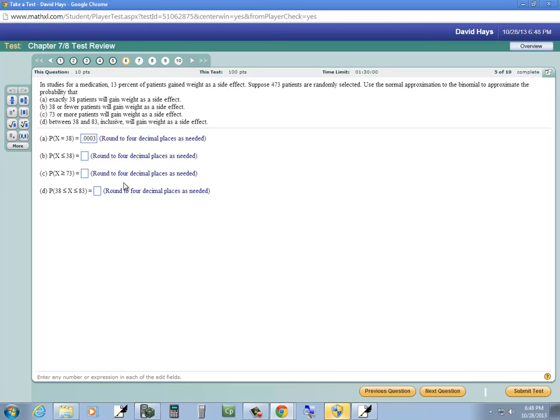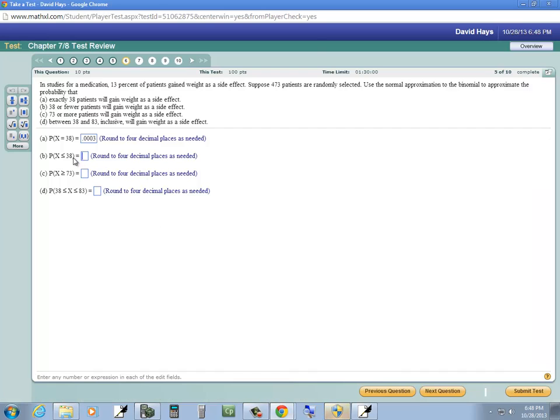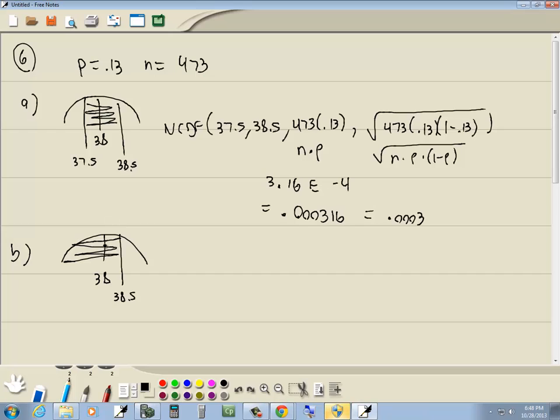Okay, part B. X is less than or equal to 38. Here's 38. I'm going to add 0.5. Less than or equal to is shaded this way. Now our wording included the 38. That's a less than or equal to. Since our wording included 38, our shading has to include it. Clear over here is negative E99. So we'll do normal CDF, negative E99, comma, 38.5, comma, our mean and our standard deviation, which is the same as part A.